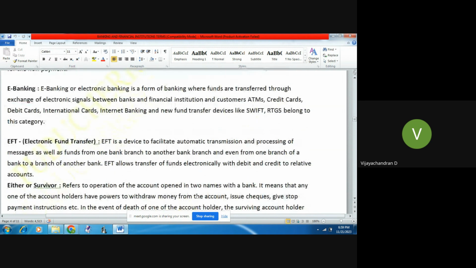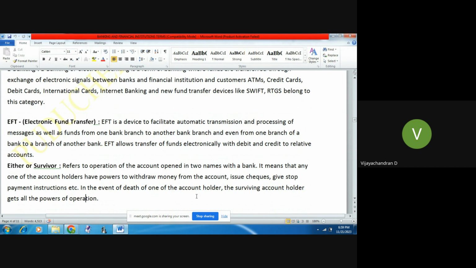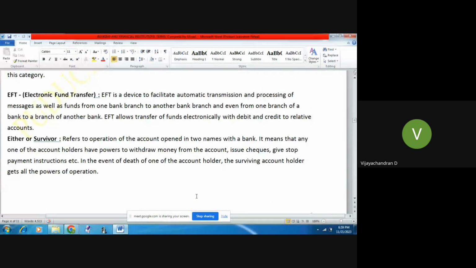E-banking is electronic banking, the banking where funds are transferred electronically. That's one of the things I told. EFT means electronic fund transfer, like NEFT transfer. So NEFT transfer is the best example of EFT.